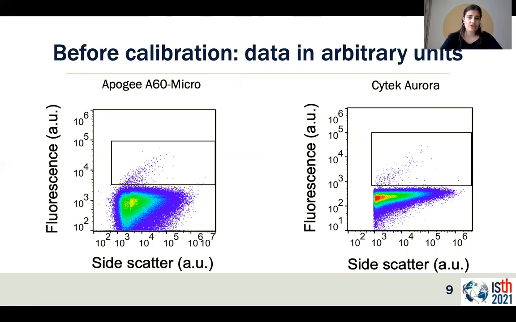And so we measured it on an Apogee 60 micro at our lab in Amsterdam, and Joanne Lanigan measured it on a Cytek Aurora in the US. So what we can see here is the fluorescence in arbitrary units versus the side scatter in arbitrary units. And one of the things here is that we are not even sure if the particles within this gate that we set here are even in the size range of EVs or if they're much larger.